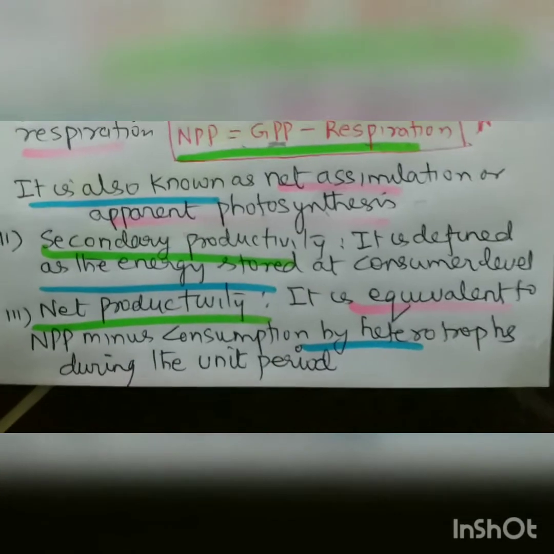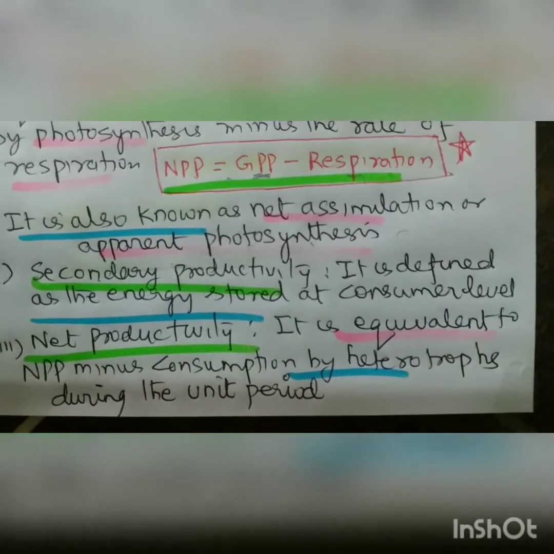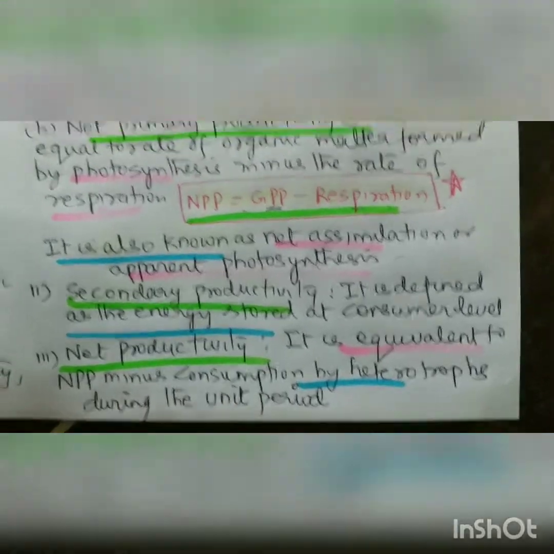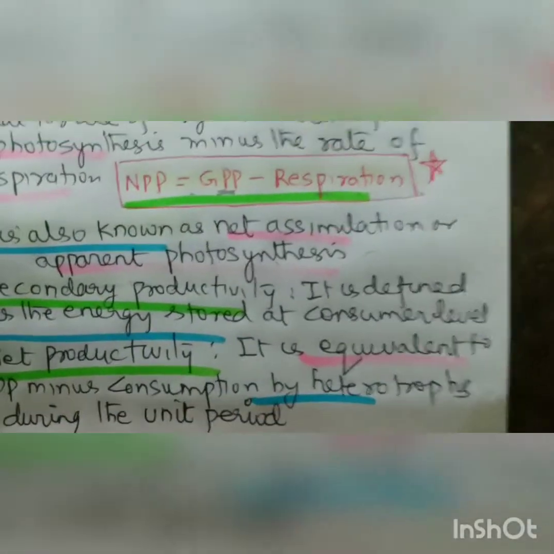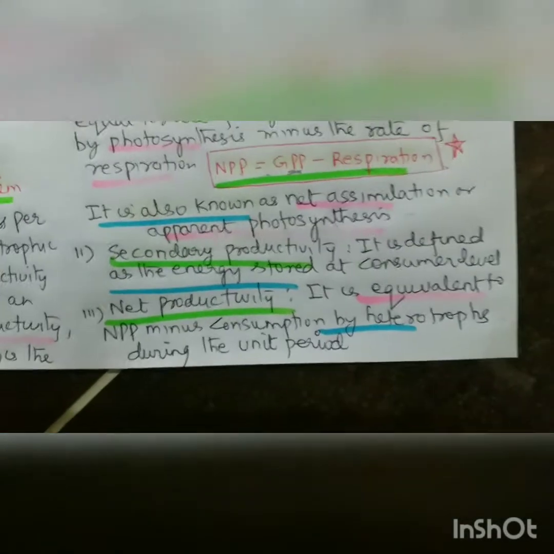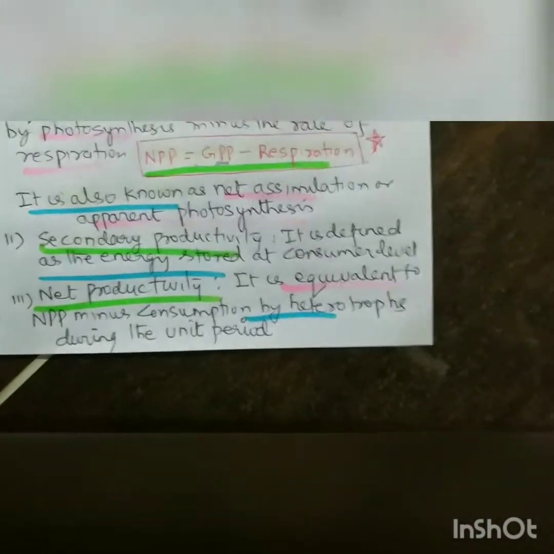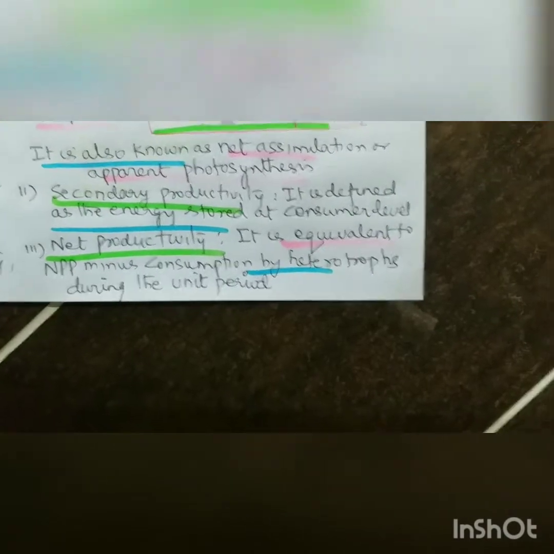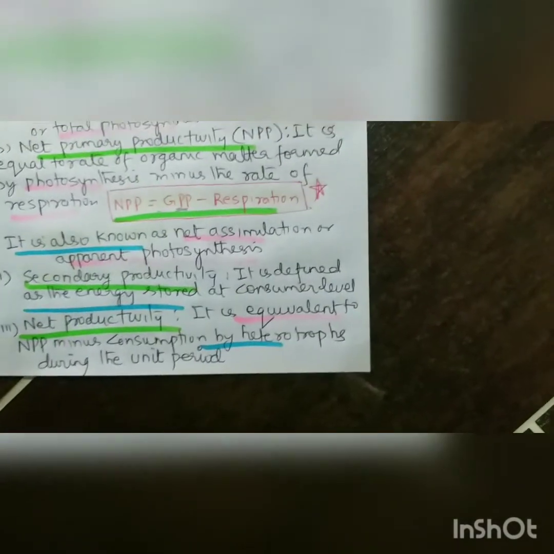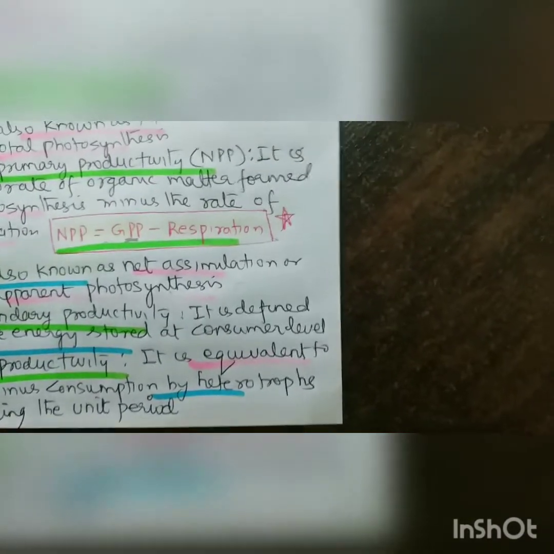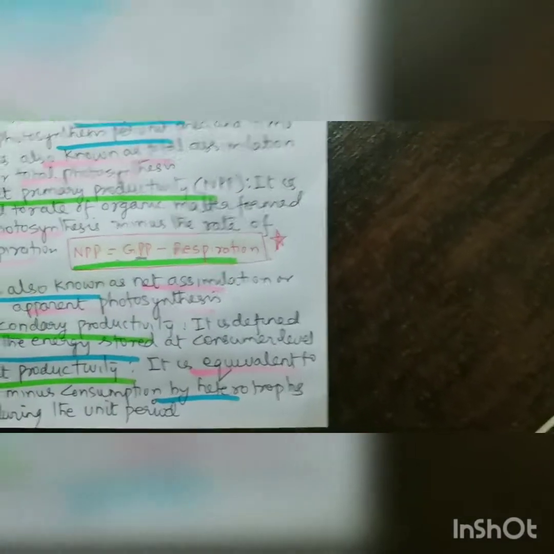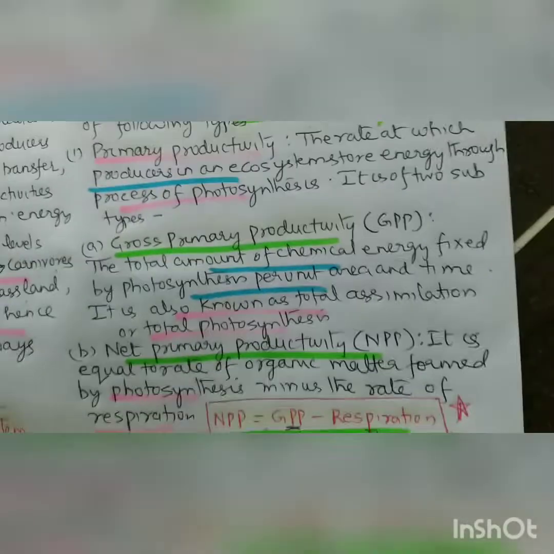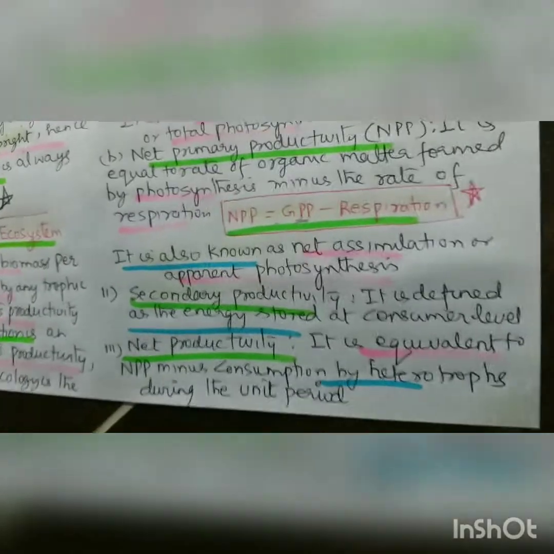Secondary productivity is defined as the energy produced at the consumer level, right? This question will come. The energy produced or stored at the herbivore, or primary consumer, is secondary productivity. Now we have net productivity. Net productivity is equivalent to the NPP minus consumption by heterotrophs during a unit period. I will tell you in advance that tomorrow I will explain that at the herbivore the efficiency is 20%, whereas at the carnivore it is 30%, by using these GPP, NPP, secondary productivity and net productivity. Please revise them before tomorrow's class, otherwise you will feel a bit of difficulty in absorbing that.